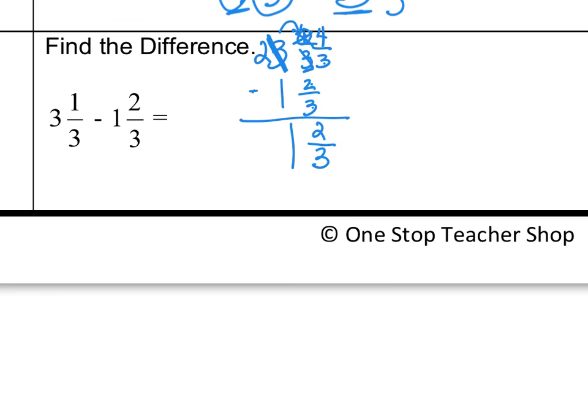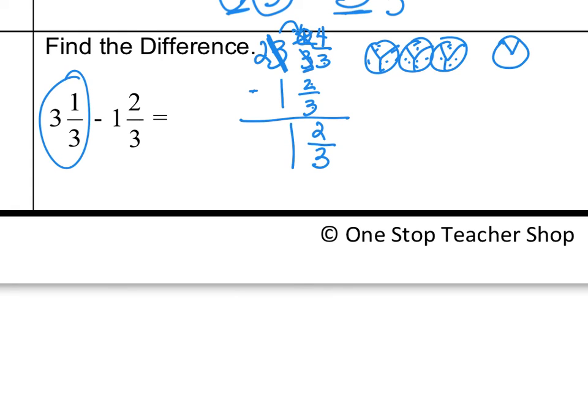Now let's check it out and see if it works if we draw. So we draw what we started with, 3 wholes. And they are in thirds this time. We've got them all, so 3 wholes. And just 1/3 of another whole. That was really bad, but okay. There's my other piece. There's my 1/3. That looks more even. Now I have to take away what it tells me to take away.